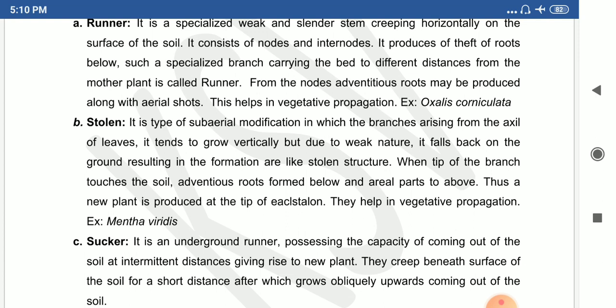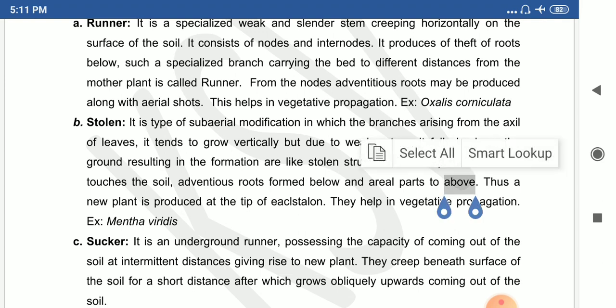For example, mentha. All of you have seen the mentha plant. Usually what happens is the mentha stem will be very slender, but it will grow straight, and again it will come down and get a supporting root, and again it will grow further. So like that, whatever structures help the vegetative growth, those are called a stolon.